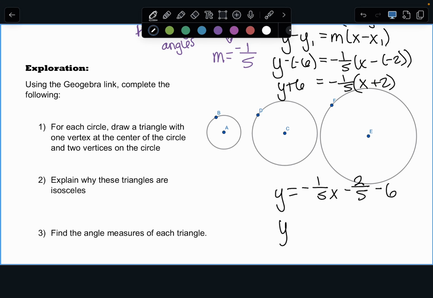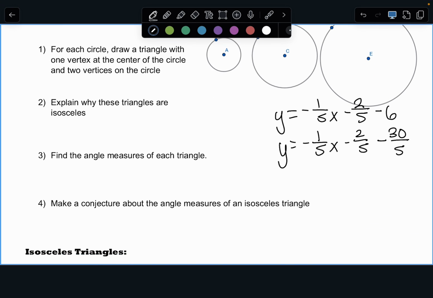I know we don't love fractions, but does anyone know how we would write this as a fraction over 5? What number divided by 5 is 6? Yeah, perfect. 30. So -2/5 minus 30/5 is what we get when we make common denominators. Okay? So, final answer, -1/5 x, that's my slope, minus 32/5.